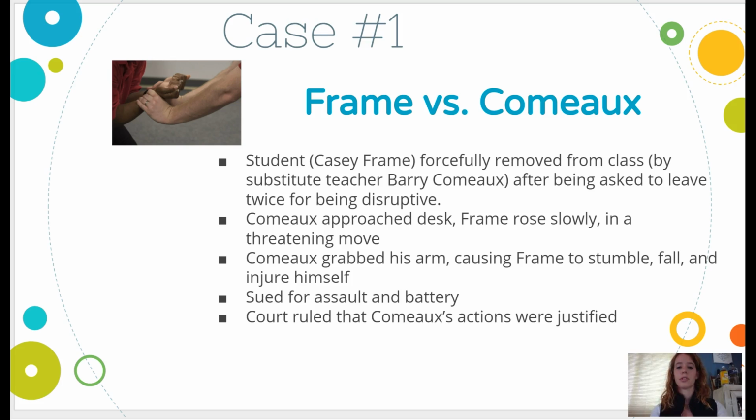Como was sued for assault and battery, so an intentional tort, but the court ruled that Como's actions were justified, as far as corporal punishment goes, in that he acted in a manner that was pursuant with that, because the student was making a threatening move.